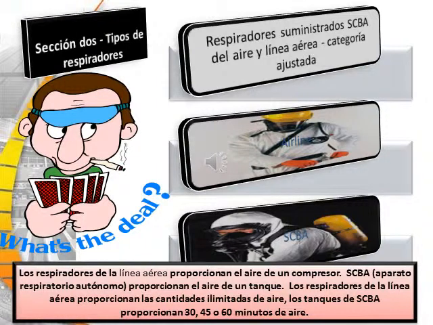Supplied air respirators, or SCBA, are depicted here. Airline respirators provide air from a compressor, and SCBA provide air from a tank. Airline respirators provide unlimited amounts of air, whereas SCBA tanks provide 30, 45, and 60 minutes of air.